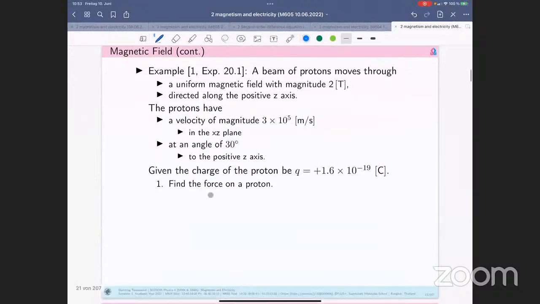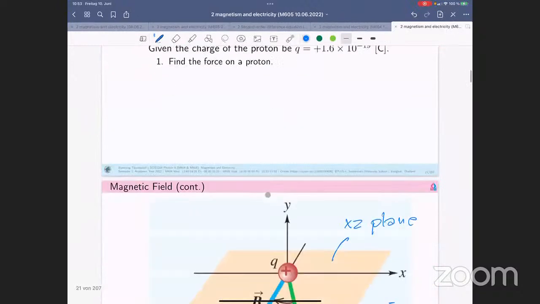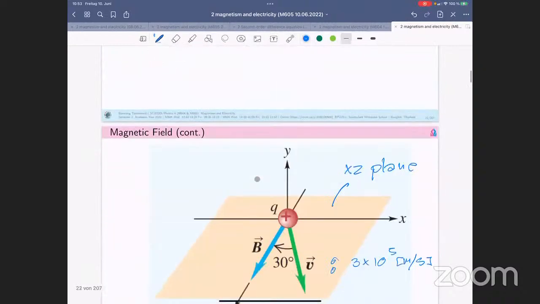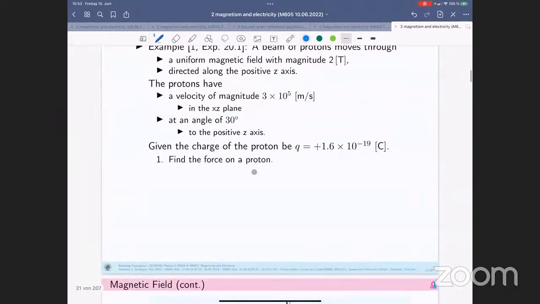The question to this problem is, what is the force on a proton in this scenario? So I'll find the force, right? So of course, in physics, we need to determine two things, right? In a physics quantity, you have to determine two things. The first one is direction. The second one is magnitude, right?